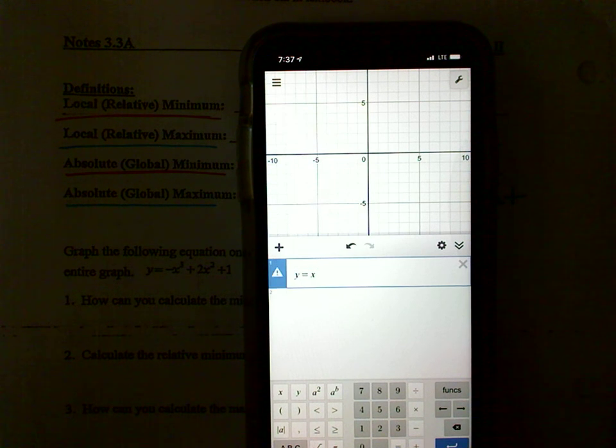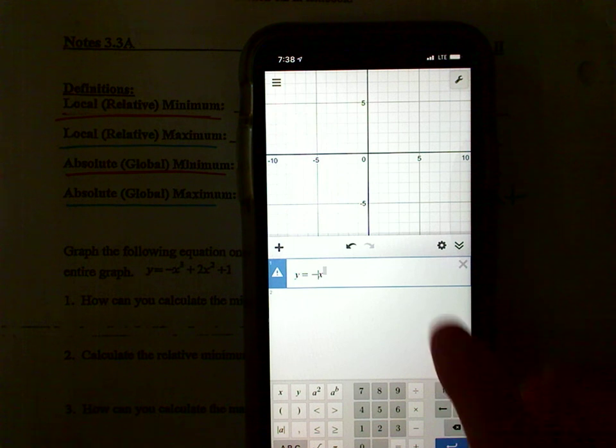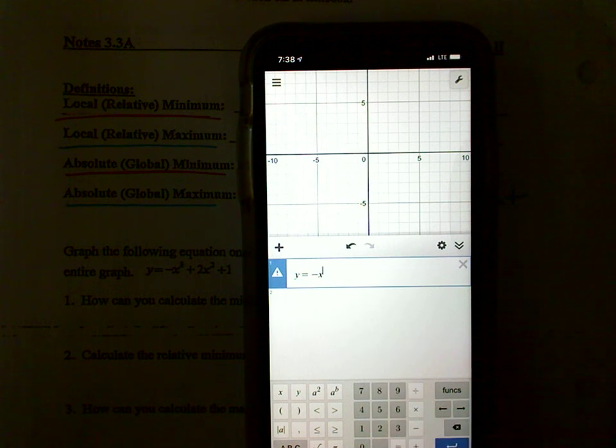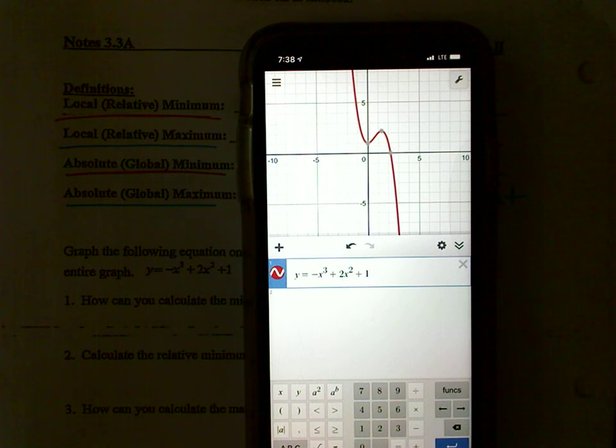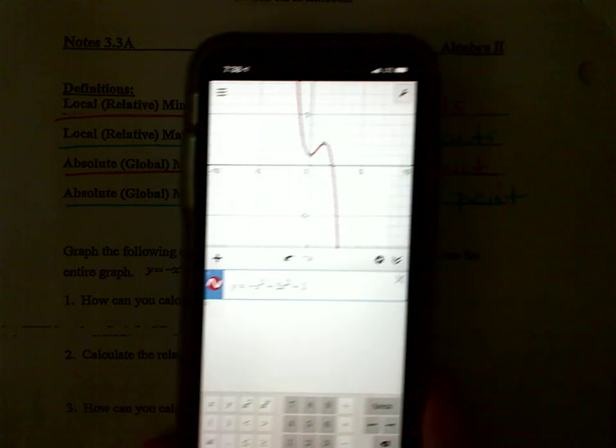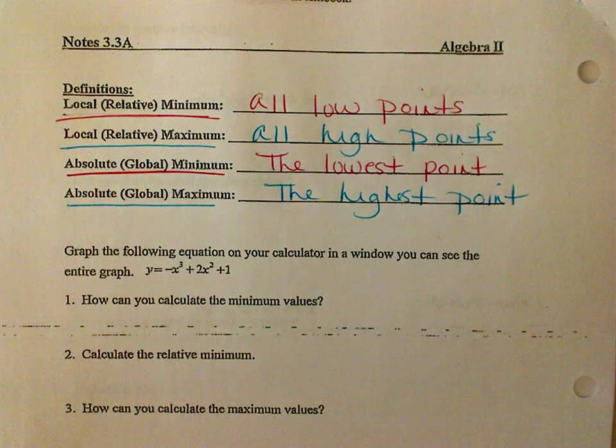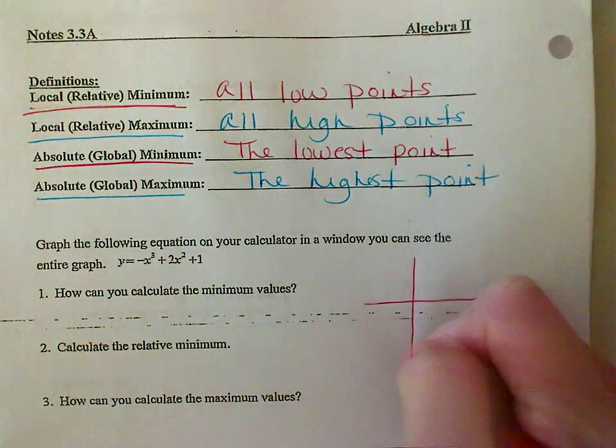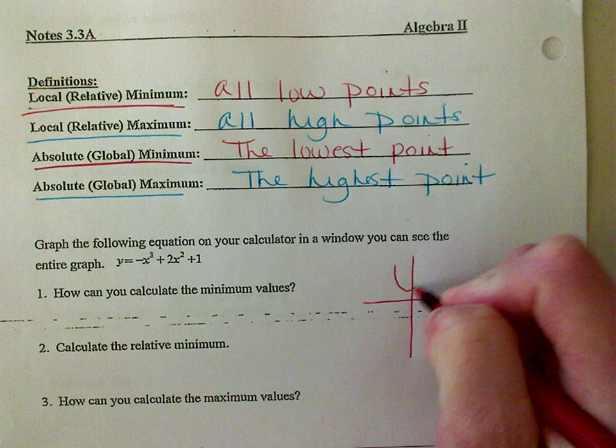x to the, oops, I forgot a negative. Let's go back. Negative x to the third power plus 2x squared plus 1. Okay, so what I probably want to do is sketch that on my paper. So the graph looked something like this.